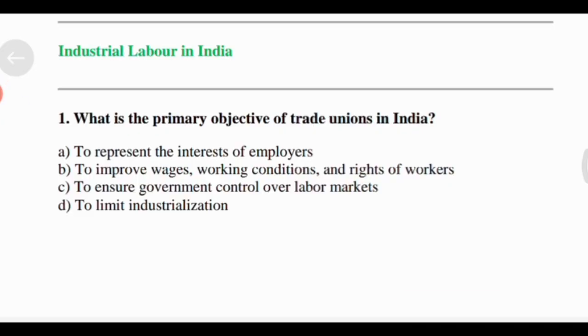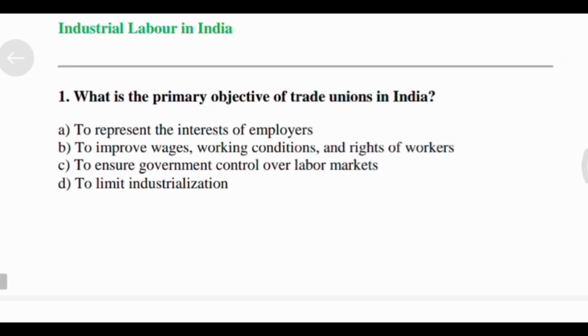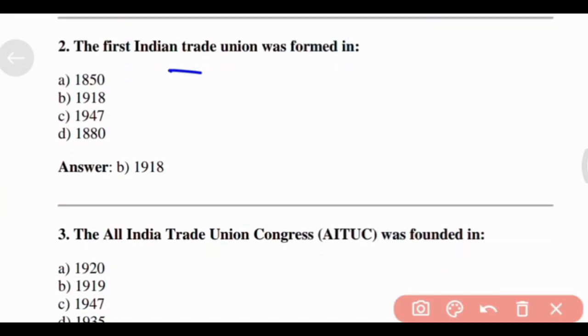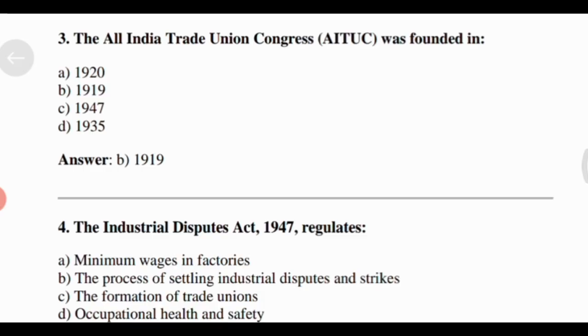Next, industrial labor in India. What is the primary objective of trade unions in India? Answer is option B, to improve wages, working conditions, and rights of workers. The first Indian trade union was formed in option B, 1918. The All India Trade Union Congress was founded in option B, 1919.